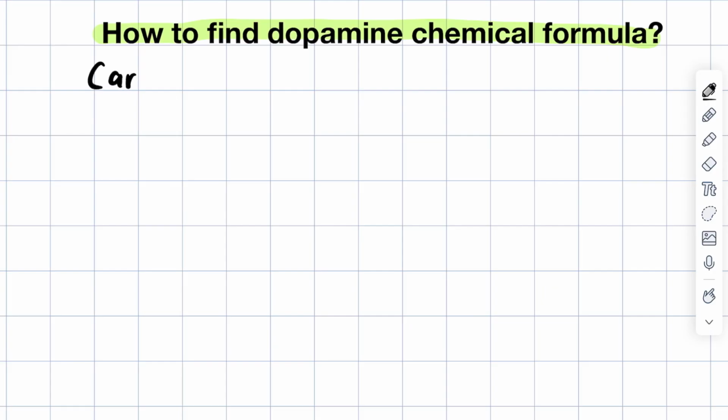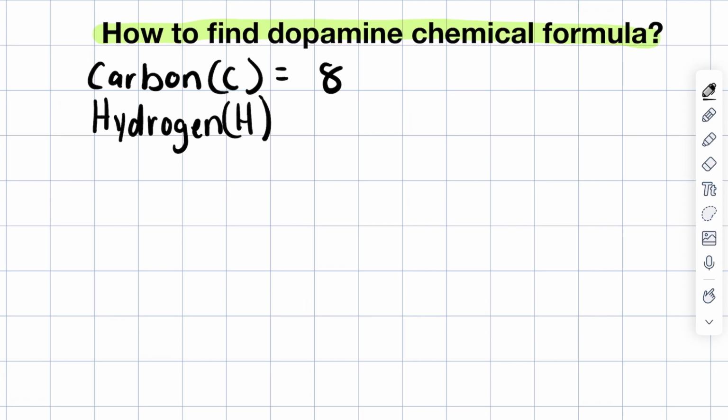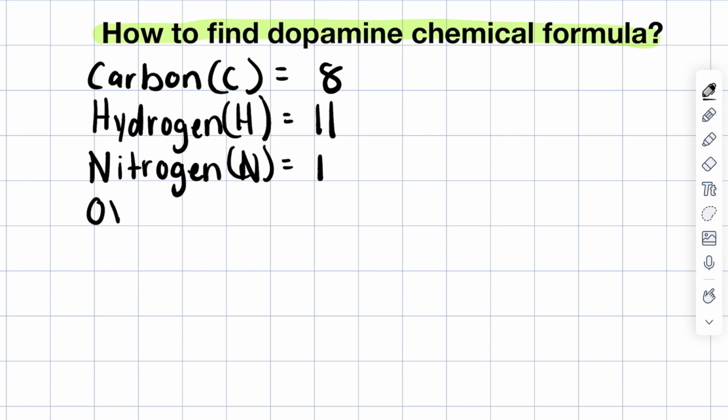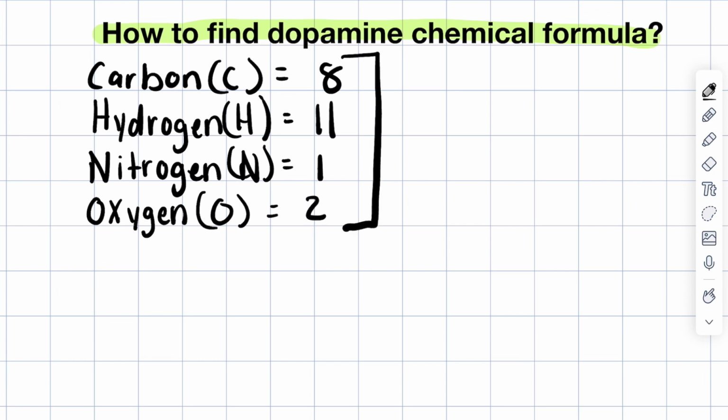Now it's time to find the chemical formula for dopamine. It is the same process as before. We're going to combine the element and atom together. So we know carbon has 8 atoms. Hydrogen will be having 11 atoms. Nitrogen will have 1 atom. And then oxygen will have 2 atoms. Same process as before. We're going to combine both the element and the number of atoms together to create C8H11NO2.